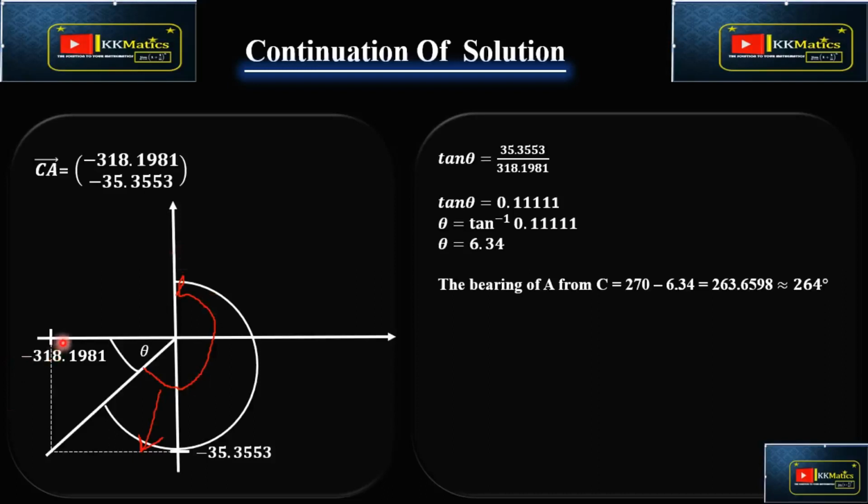So if we know this part of it to be 6.34 degrees, then we can subtract the 6.34 degrees from the 270. Remember, this is 90 degrees, and this is 90 degrees. If I add this 90 to this 90, I end up with 180. But I don't know the value here, so for me to find the value here I decided to find this value, and that's 6.34.